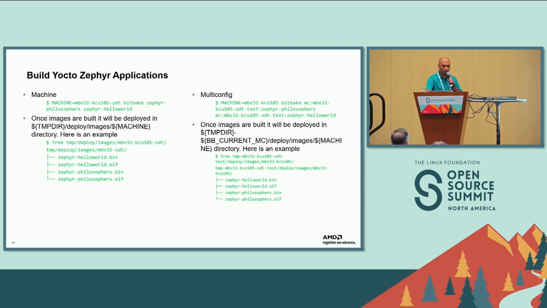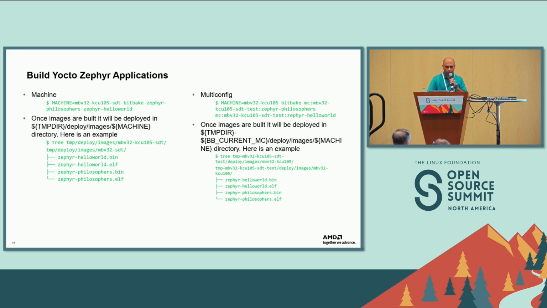So this is an example of how you run Zephyr builds for a particular machine and target application. For example, here we are using the machine name MicroBlaze-32 KCU105 system device tree, followed by the bitbake command, and you can run the Zephyr application recipes. Also, on the right-hand side, you can see how you run the multi-config builds for MicroBlaze-V 32. Basically, you have your MicroBlaze RISC-V machine file, and you will have a multi-config file for the KCU105, and you use bitbake followed by multiconfig colon, and you specify the multi-config target name, followed again by the application recipe. Once the build is completed, the images will be deployed in your deploy directory.